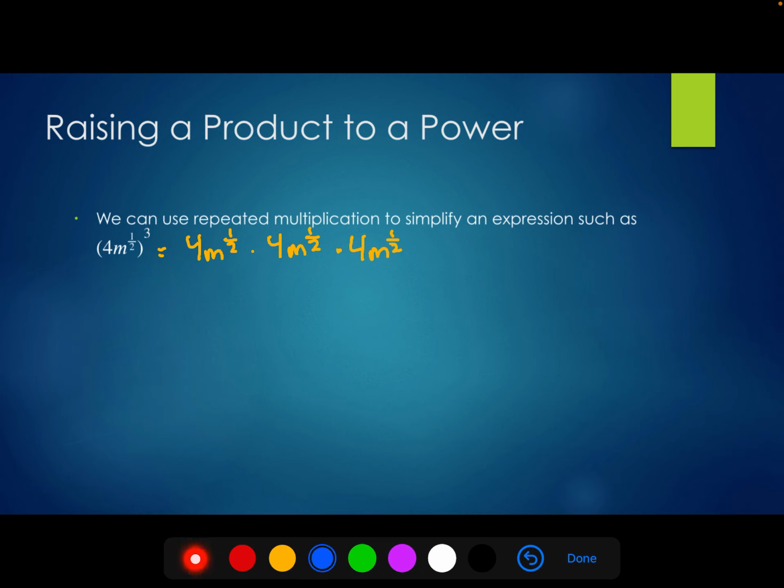And remember, first we're going to multiply our coefficients together. So we have 4 times 4 times 4. And now we multiply our bases together. So we have m to the 1/2 times m to the 1/2 times m to the 1/2. And now we just have to go ahead and simplify. So 4 times 4 times 4, that gives us 64. And then we have m to the 1/2 times m to the 1/2 times m to the 1/2.